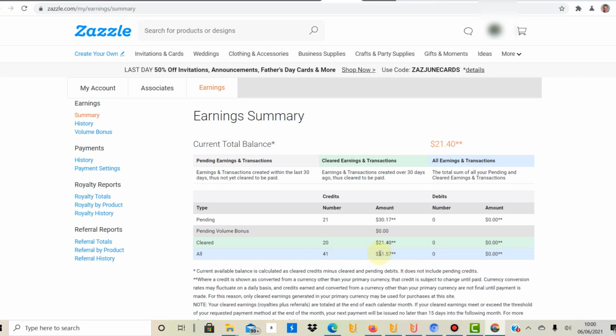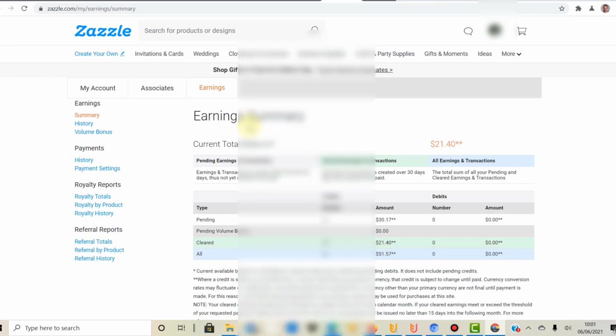Normally those $50 would be higher, but I mentioned in my previous videos that I started with a pretty low royalty, but I've increased that now to 15%, and I'm looking at possibly increasing that again at the end of June to maybe 17.5 or 20%.